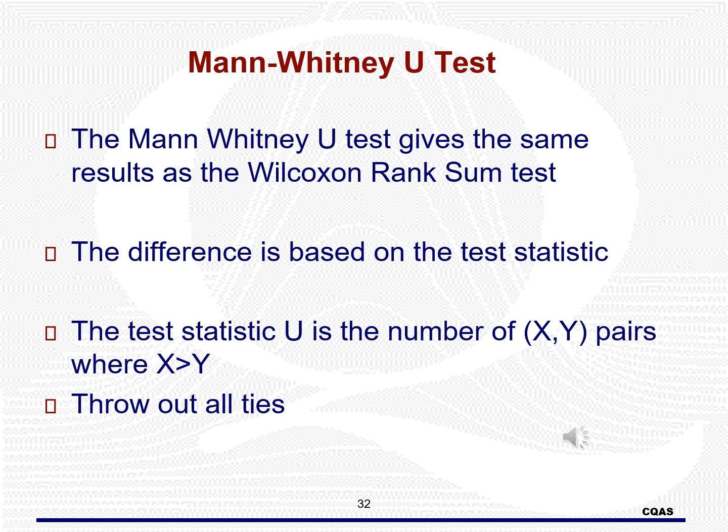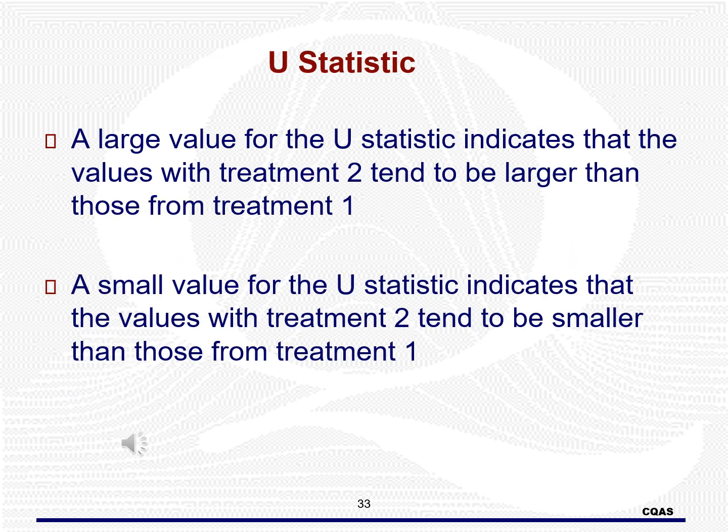The Mann-Whitney test yields the same results as the WRS test. The main difference is the test statistic. The test statistic U is the number of x, y pairs where x is greater than y. We will also throw out all ties like we did for the WRS test. Let's look at some more details about U. The value for U indicates the relationship between x and y in the sample. A large value for the U statistic indicates that the values with treatment 2 tend to be larger than those from treatment 1. A small value for the U statistic indicates that the values with treatment 2 tend to be smaller than those from treatment 1.